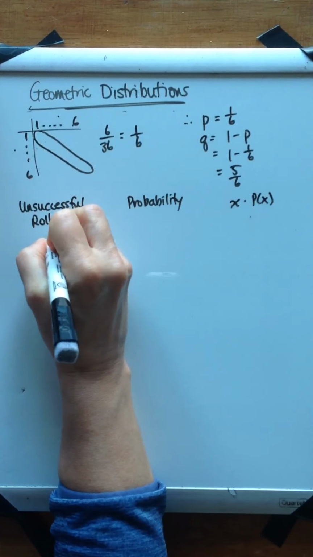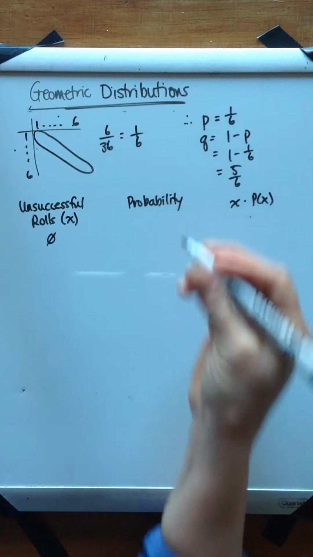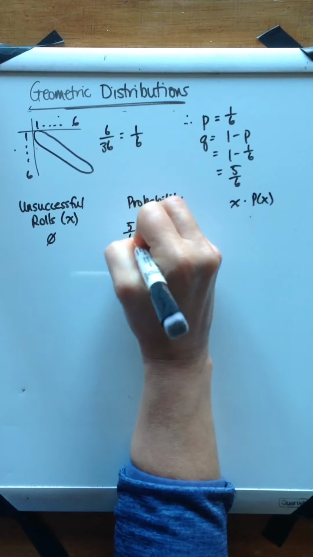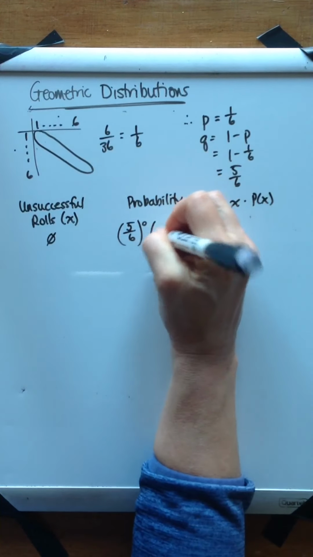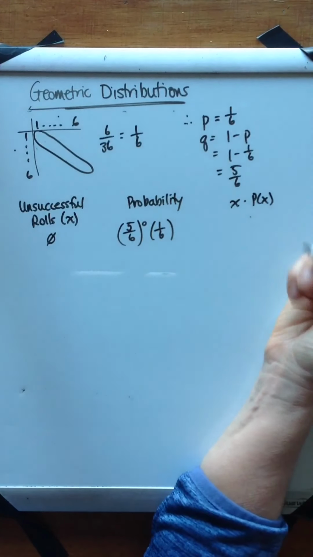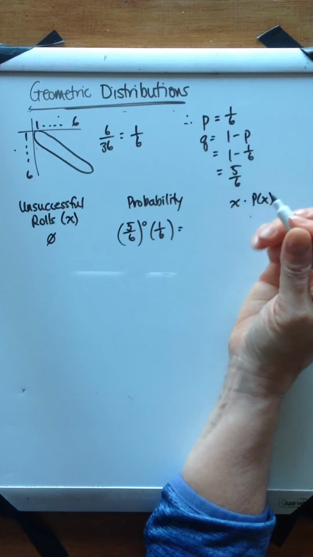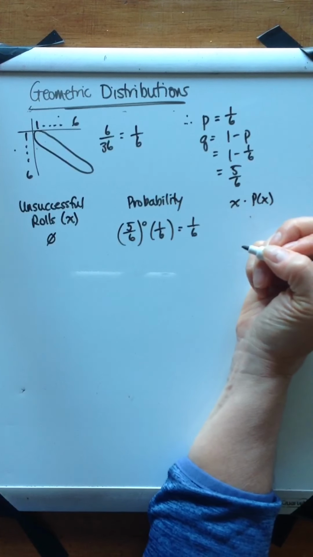So let's say that there are no unsuccessful rolls. That means that you actually get your doubles the first time through. So we have 5/6 to the power of 0 because you didn't have to wait. You got that successful outcome on the first try. And so anything to the power 0 is equal to 1. 1 times the 1/6 means the probability would be 1/6 of that happening.